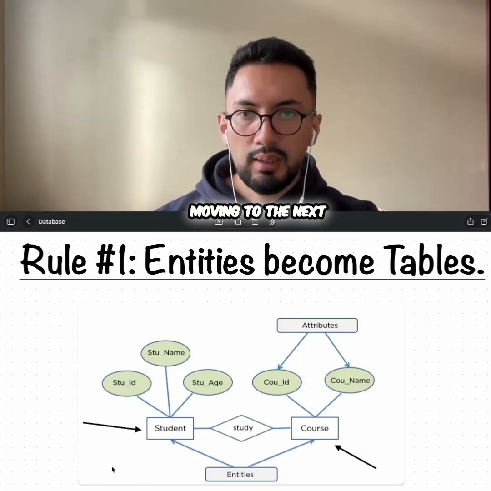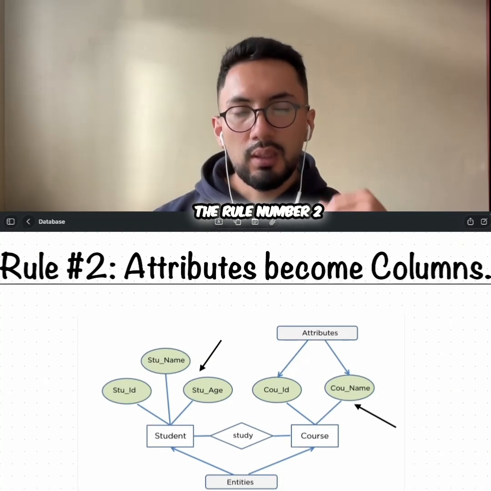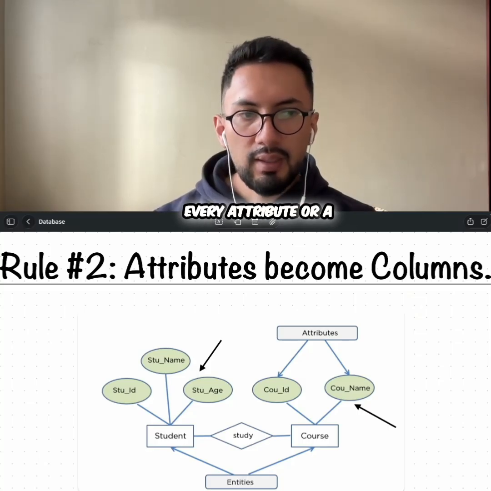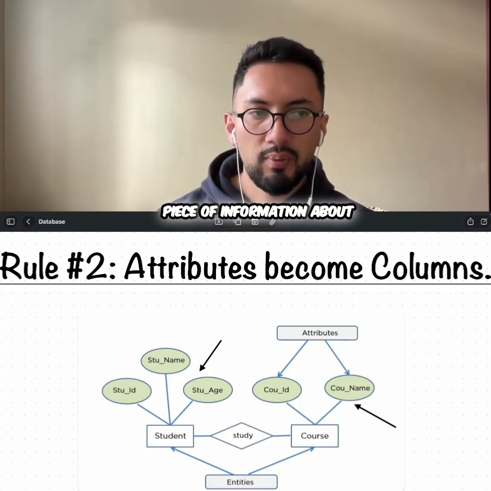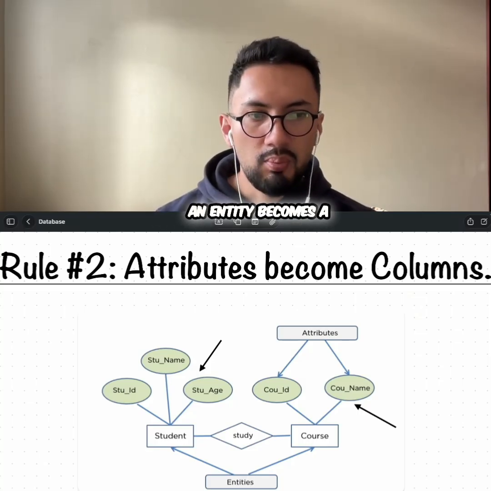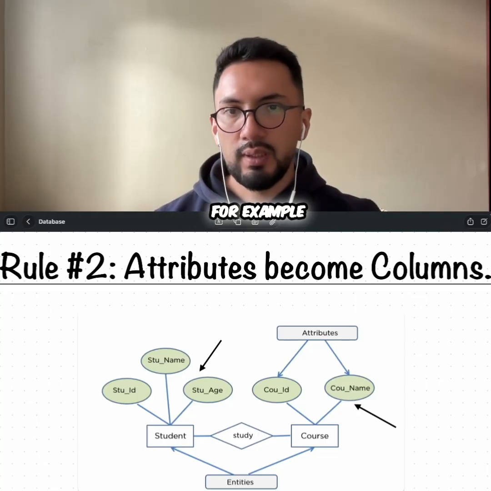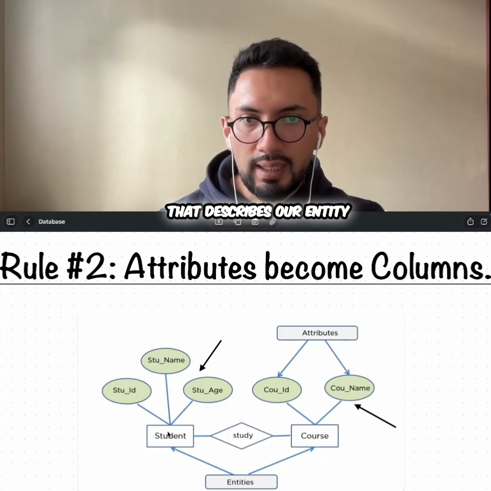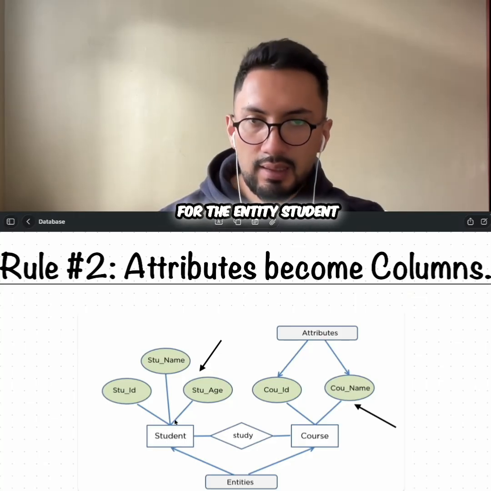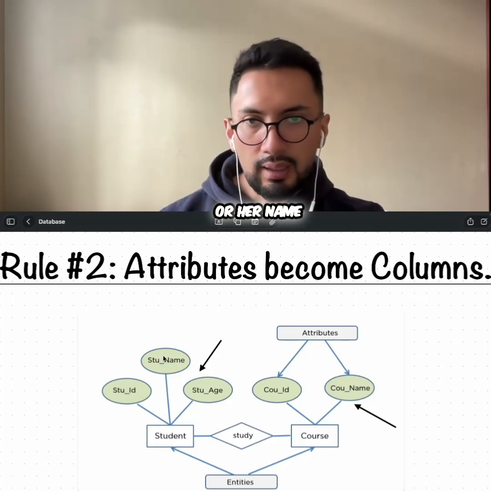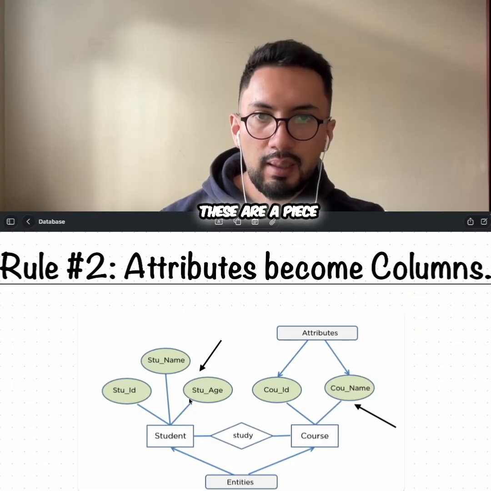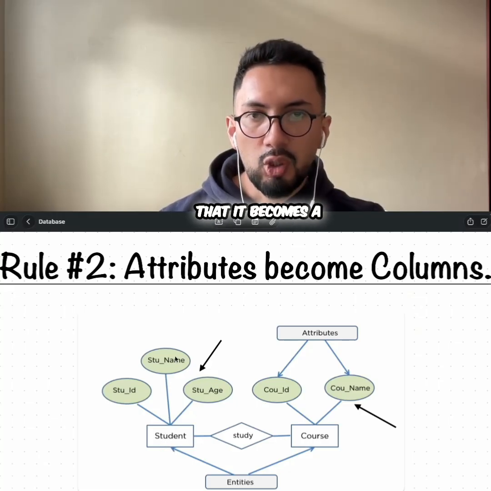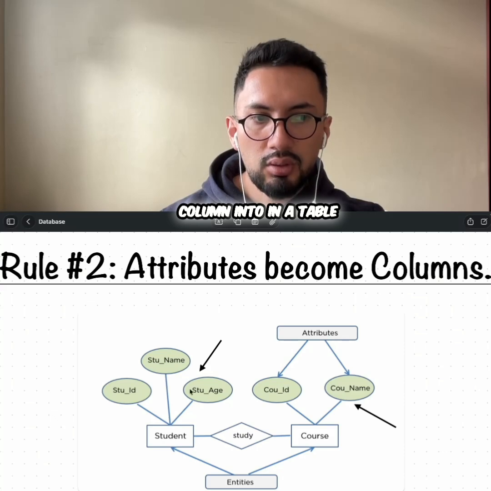Okay, moving to the next rule. Rule number two is about attributes becoming columns. Every attribute, or piece of information about an entity, becomes a column in the table. For example, for the entity student, we can use his or her name, his age. These are pieces of information of our entity, and for that they become columns in a table.